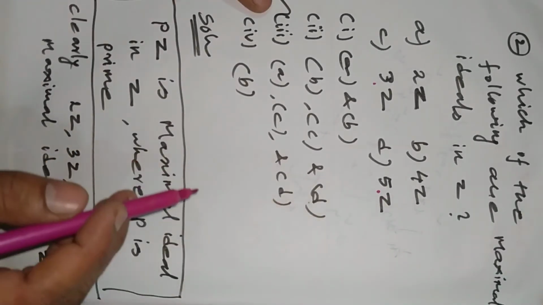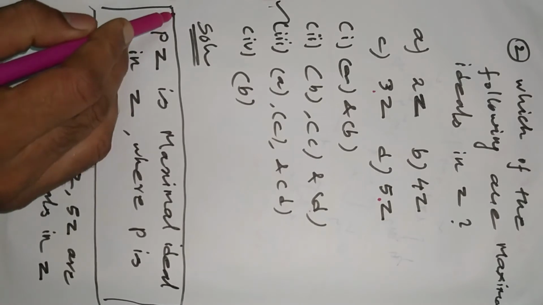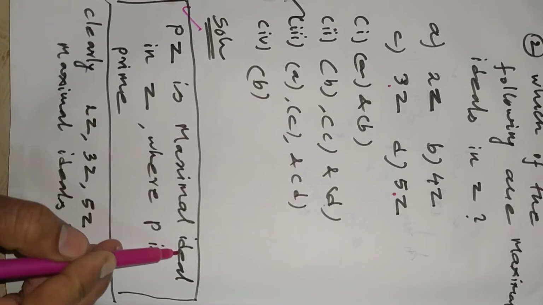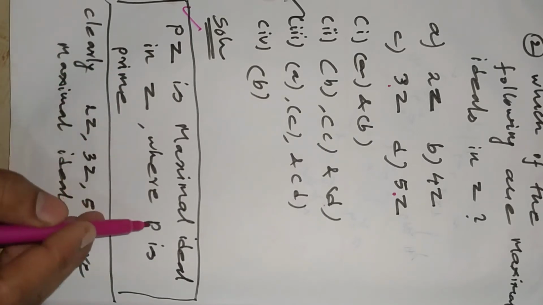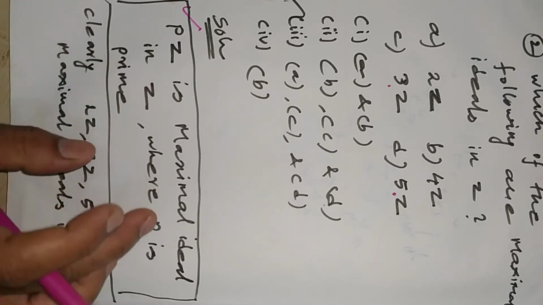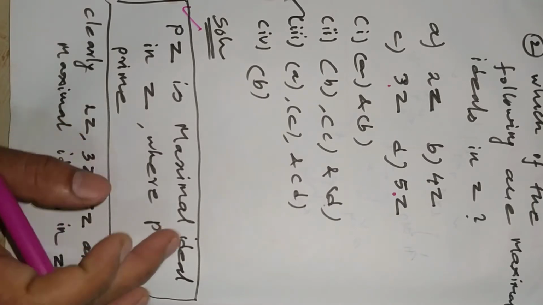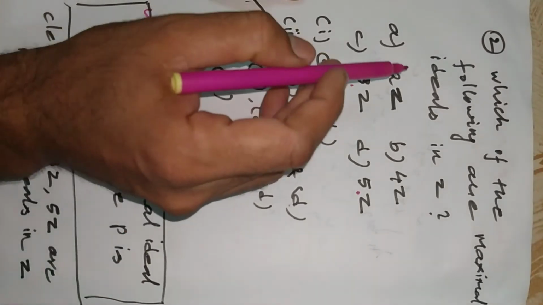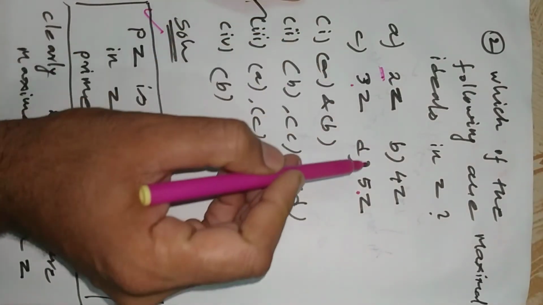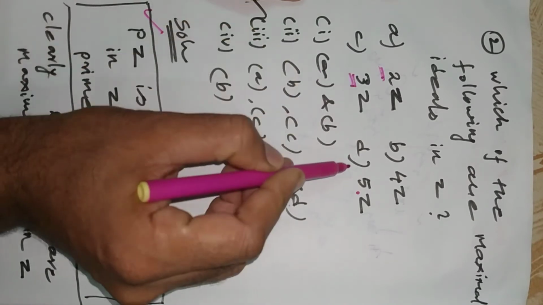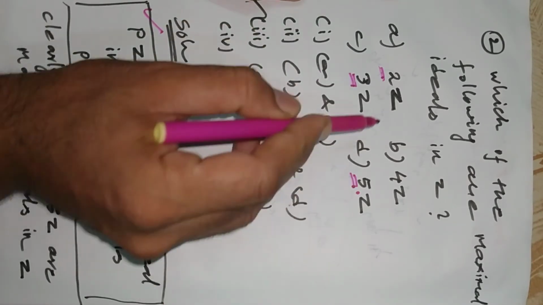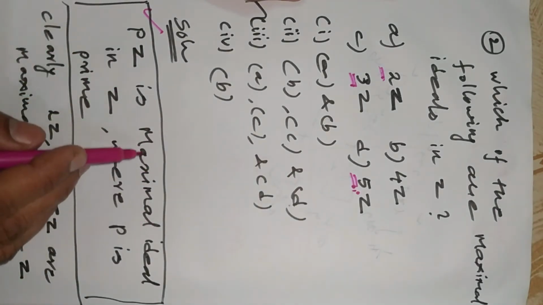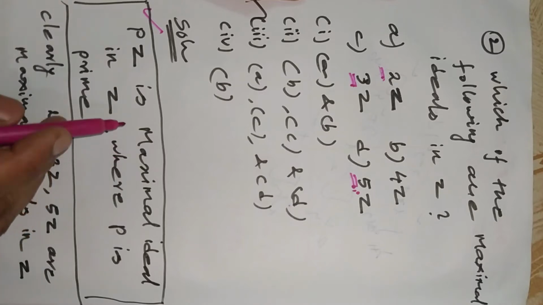Before entering this question, we have seen an interesting result. That is, pZ is a maximal ideal in Z, where p is prime. These results are very useful for this problem, right? So pZ, we know very well 2 is prime, 3 is prime, 5 is prime. So 2Z, 3Z, 5Z, well known, they are all maximal ideals.